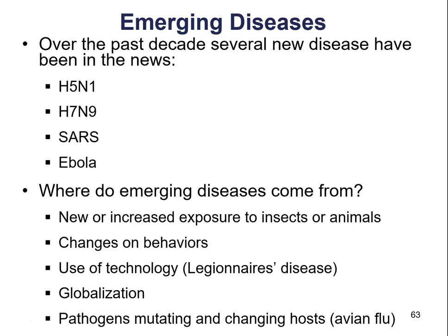Changes in behaviors, use of technology, right? So Legionnaire's disease was basically spread around through the air conditioning system of a hotel, and if that air conditioning system wasn't there, it wouldn't have been spread that way. And again, as we learn more about COVID-19, I'm sure a lot of these things come into play in terms of why it came about, right? So it says here pathogens mutating and changing hosts. Okay. Again, COVID-19 could have just come up based on natural selection or mutation that caused this virus to become a lot more virulent than other strains, right?